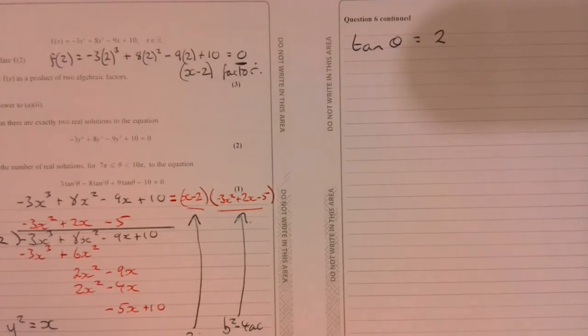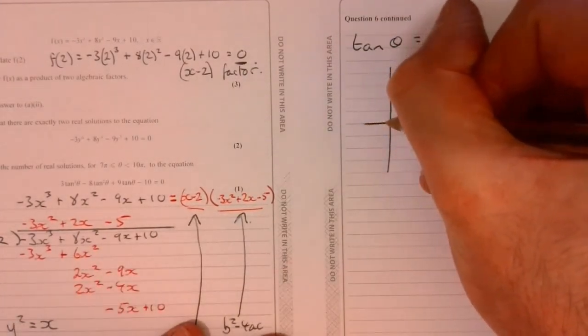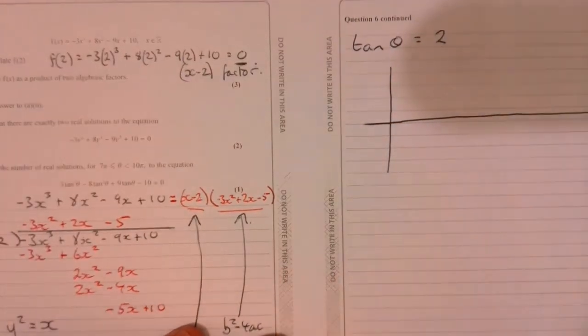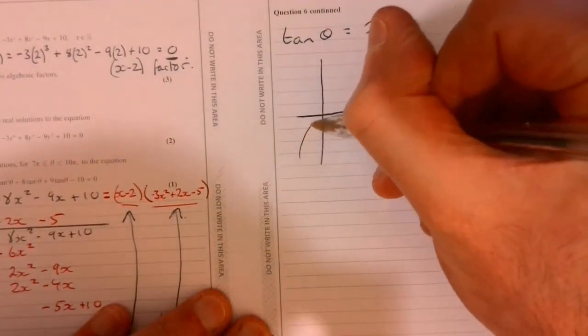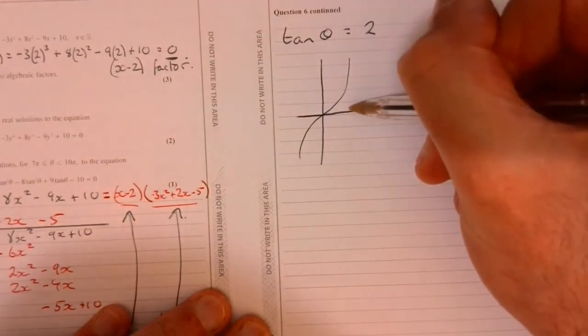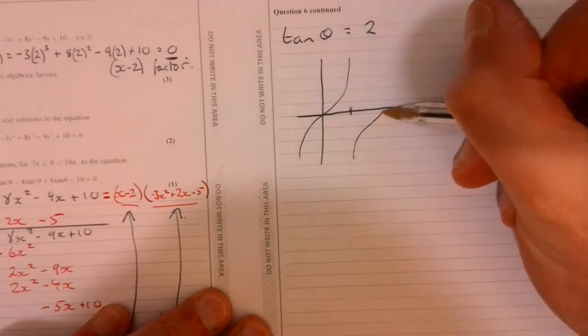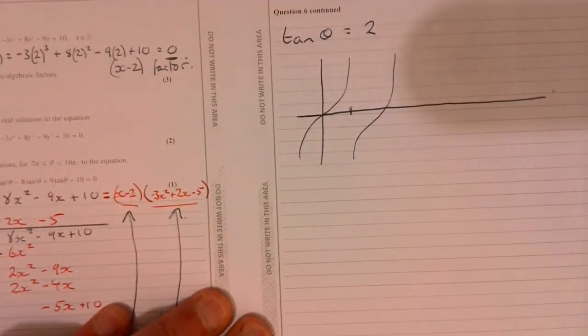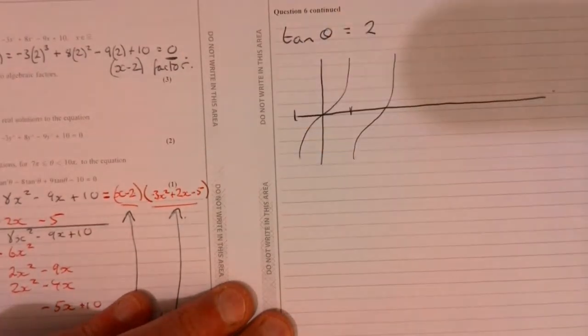If I now think about what possible solutions I've got, it only wants me to work out how many solutions there actually are. I could go through the process of working this out, but it wants the number of solutions from 7 pi up to 10 pi. The easiest thing is to think about what happens with tan. Tan goes like this, and it repeats itself every 180 degrees, or every pi.